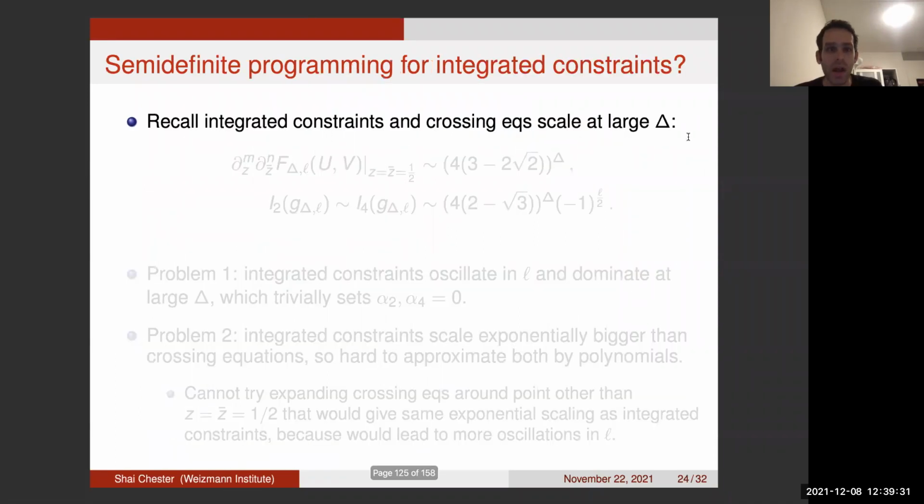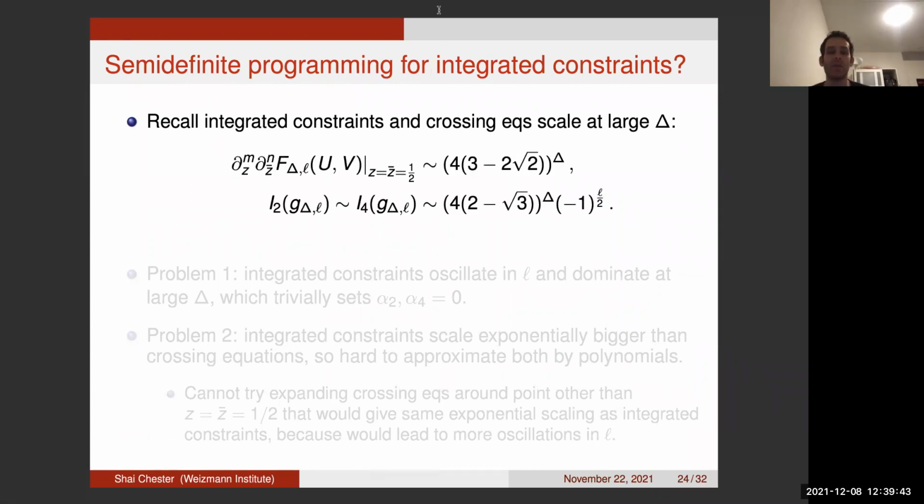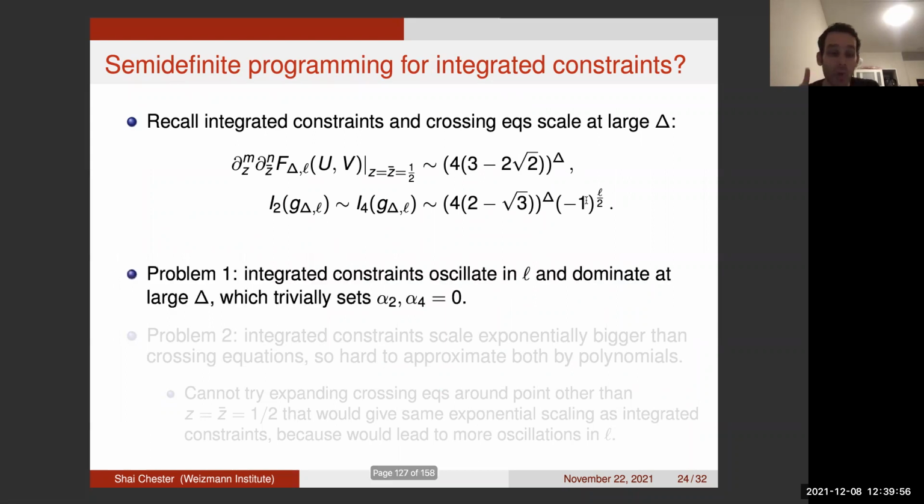Okay, good. So now let's see how we could actually implement this in practice, because the previous slide was just some abstract algorithm. Let's recall the large delta asymptotics of the integrated constraints versus the crossing equations. The crossing equations go like 4 times (3 - 2√2)^Δ, as usual, with no oscillation in spin. Whereas the integrated constraints, as we discussed a few slides ago, have different exponential growth and they oscillate in spin. So this causes two problems.